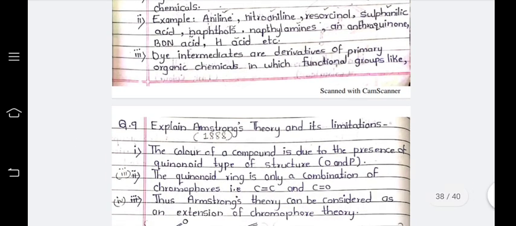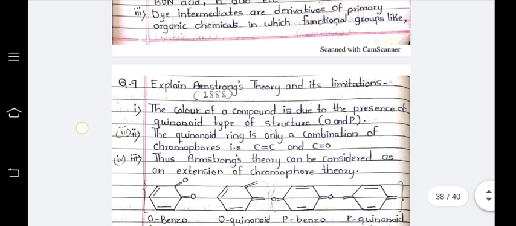What is a dye intermediate? Dye intermediates are functionalized primary organic chemicals. Examples: aniline, nitroaniline, resorcinol, sulfanilic acid, naphthols, naphthylamines, anthraquinones, BON acid, H acid, etc. Dye intermediates are derivatives of primary organic chemicals in which functional groups are present.